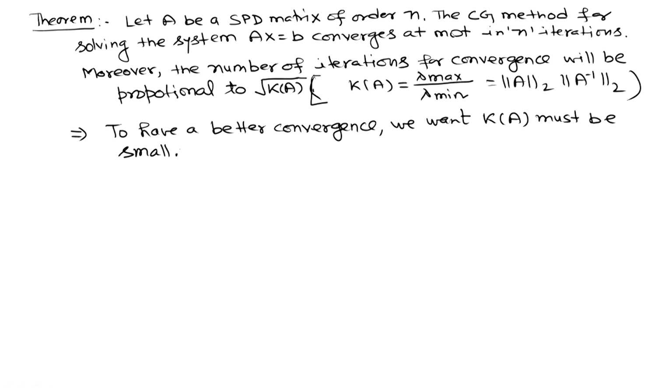Now, the question arises: if A is a symmetric and positive definite matrix, but the condition number of A is quite large, then we will have slow convergence of the CG method. So, can we have some method to improve this convergence or to make it faster? Yes, we have such a method, and that is called preconditioning. So, let us talk about preconditioning.